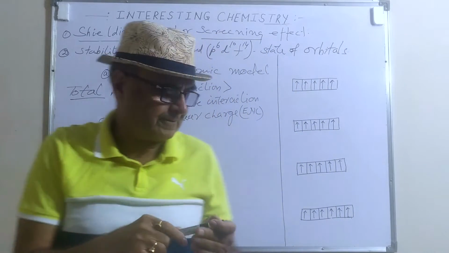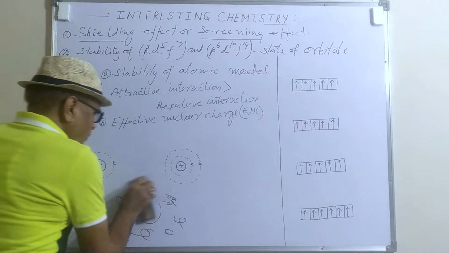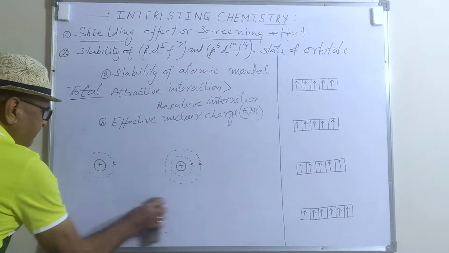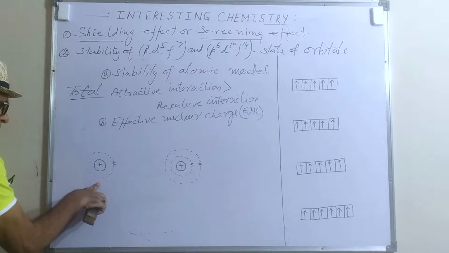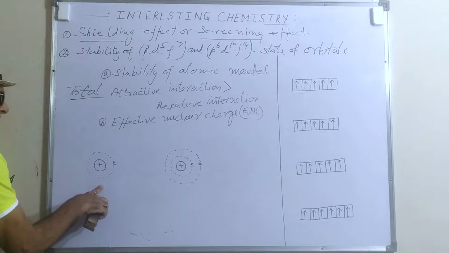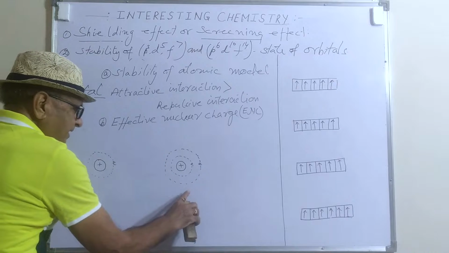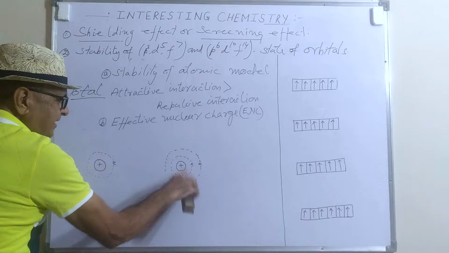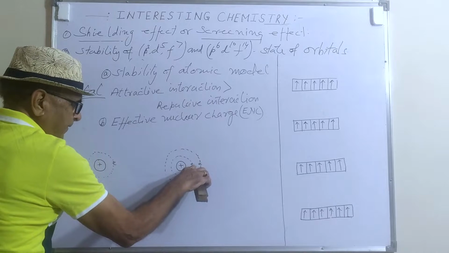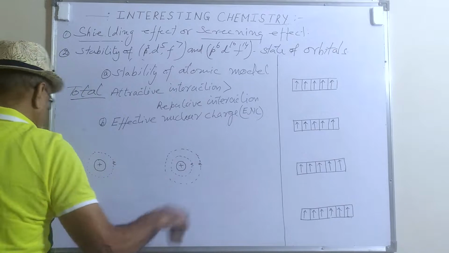What is the shielding effect? Take this example of two. This is the example of a single electron atom, the atom which has only one electron, the hydrogen atom, and this is the atomic structure of multi-electron atoms. There may be so many electrons, but to make you understand, I have selected only one electron in the inner shell, and this is the outer shell.